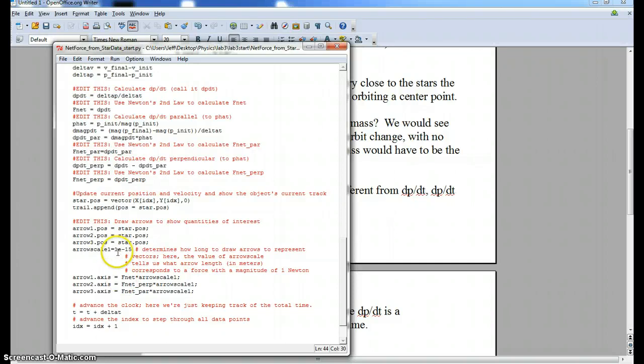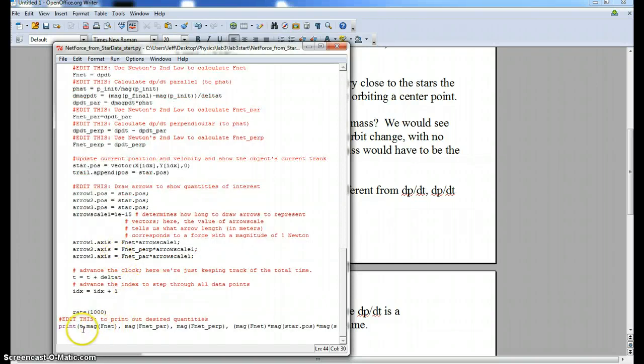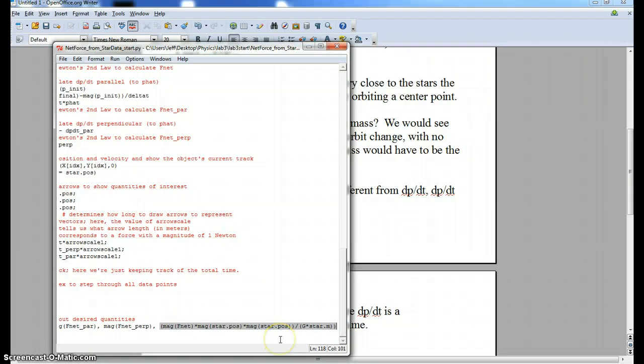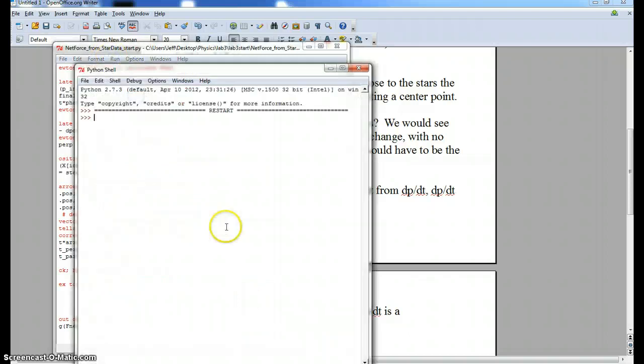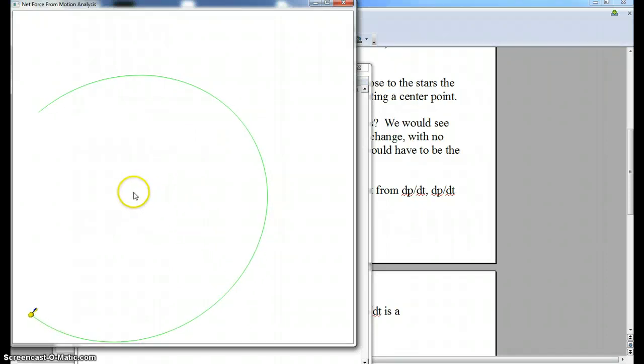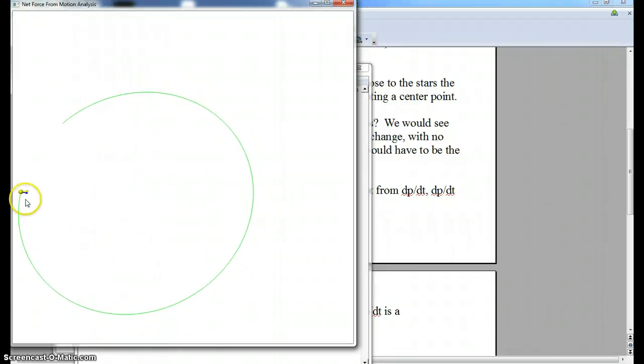Here we set the arrow scale. And then down here we printed out the magnitude of F net parallel and F net perpendicular, and I also added in a print of the equation to get us our mass of the black hole. So let's go ahead and run this and see what we get. Here we can see the orbiting path of the star around the unknown object. You can see our forces, parallel, perpendicular, and there we go.